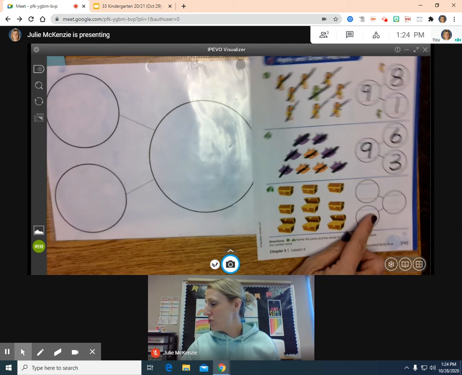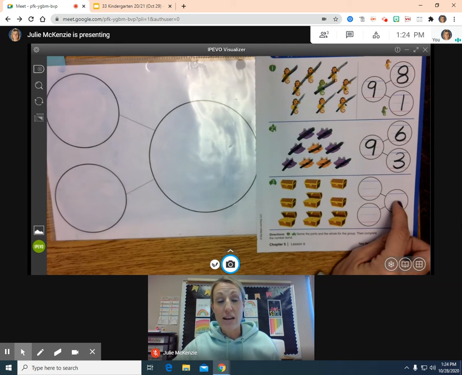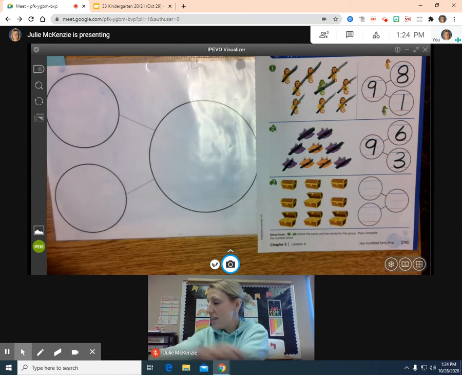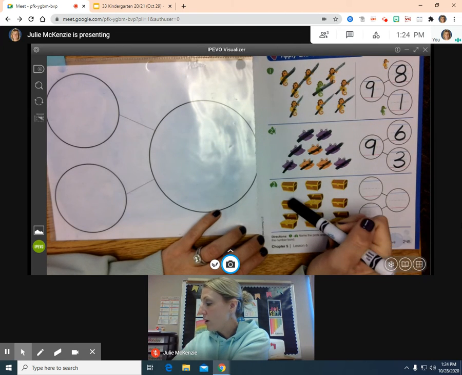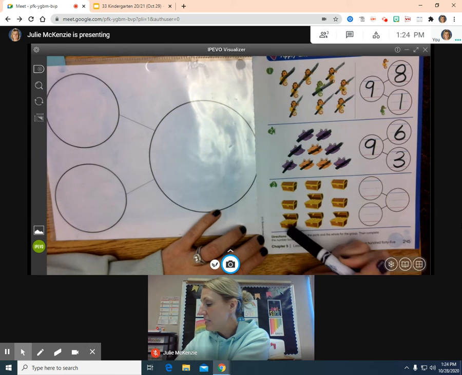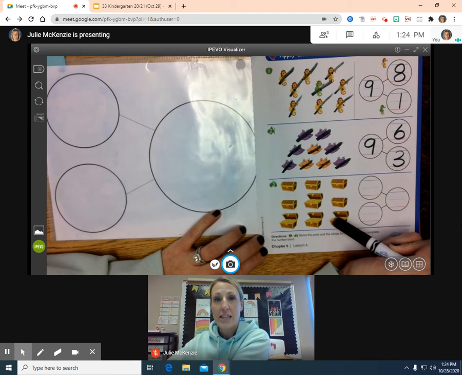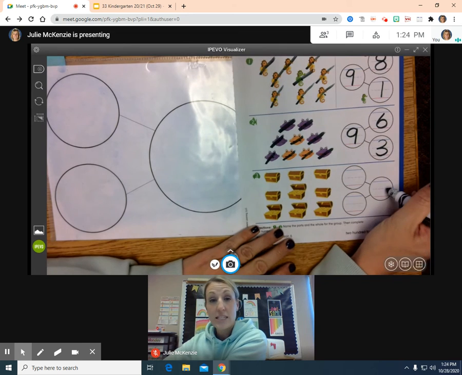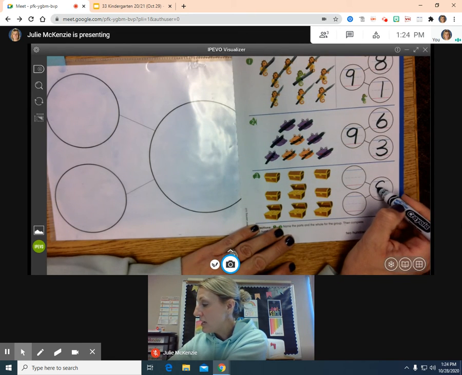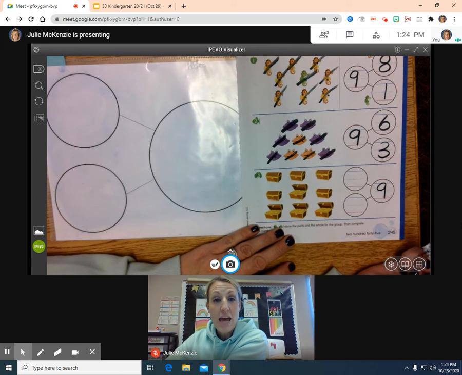So let's do this one, and let's start by figuring out how many treasure chests are there in the whole group. Let's count them. 1, 2, 3, 4, 5, 6, 7, 8, 9. There are 9 treasure chests in the whole group. So remember, this time the whole group number is right here. Magic C, go up and back down the line. That is how you make a 9.